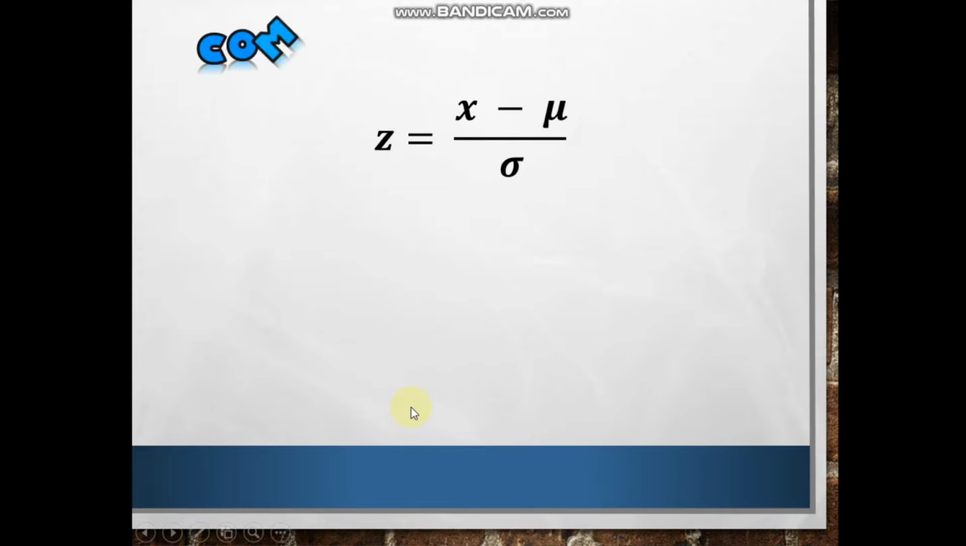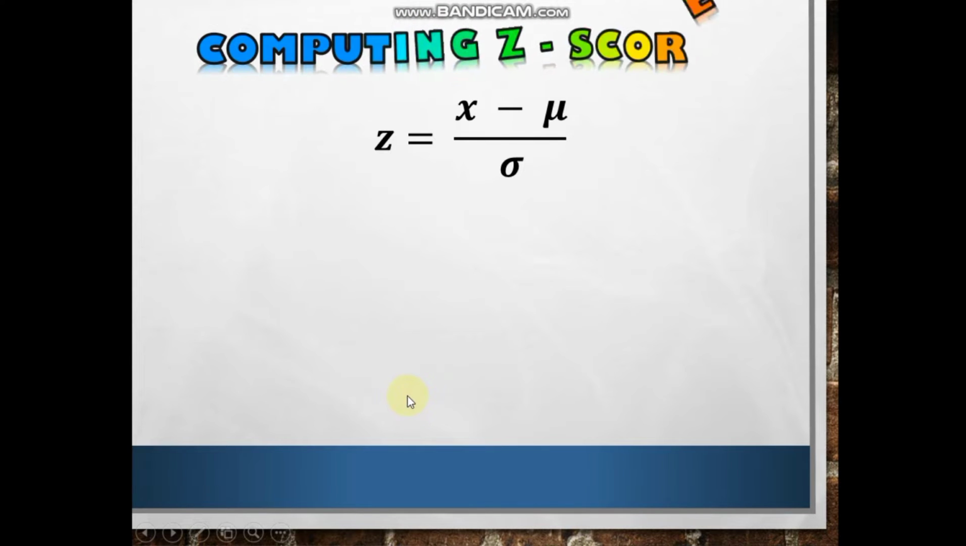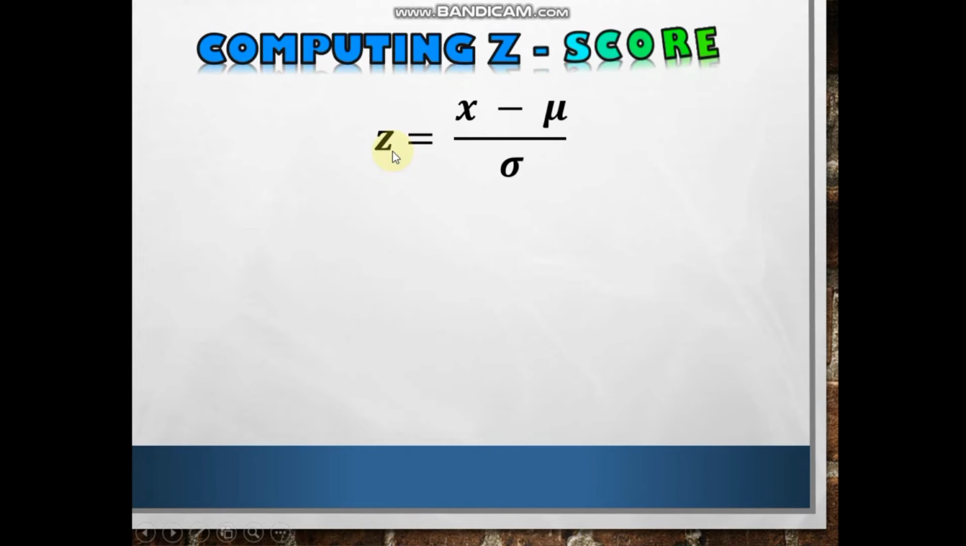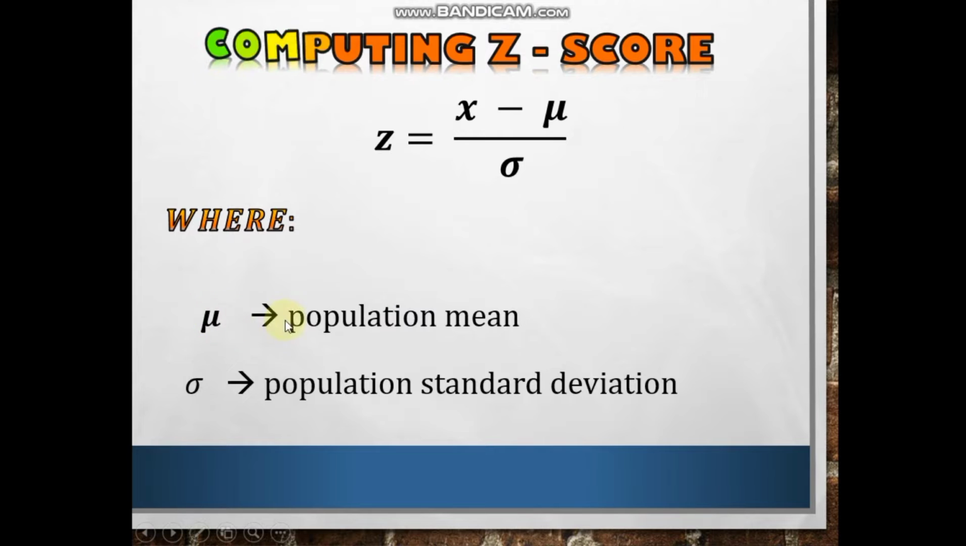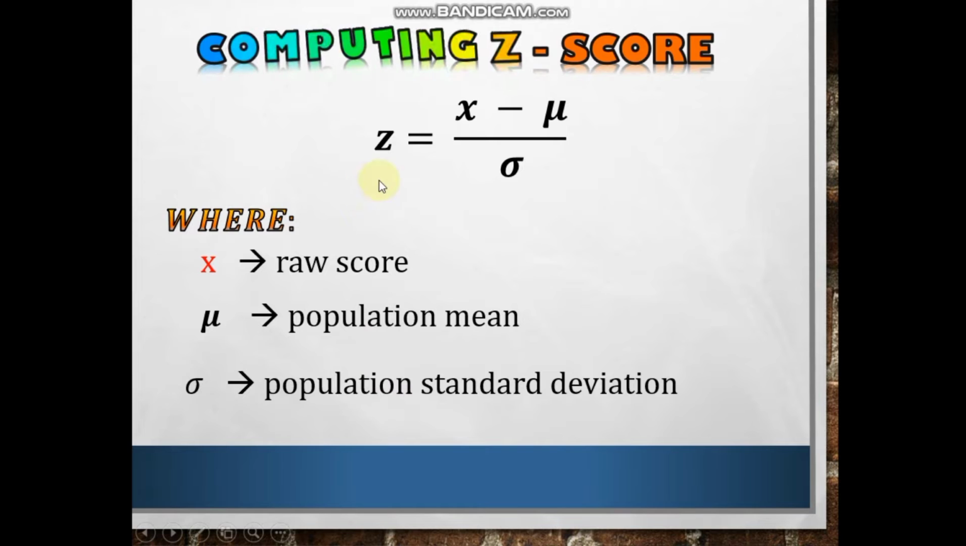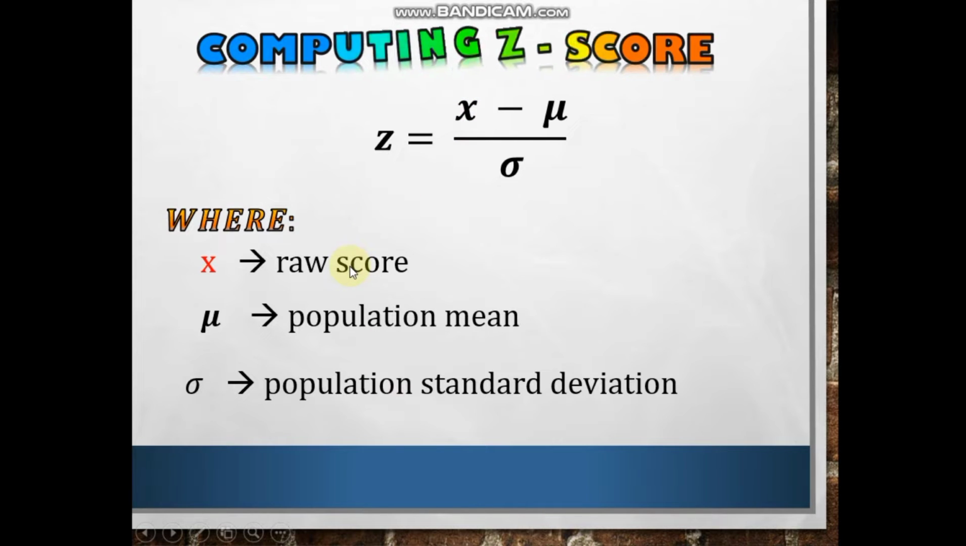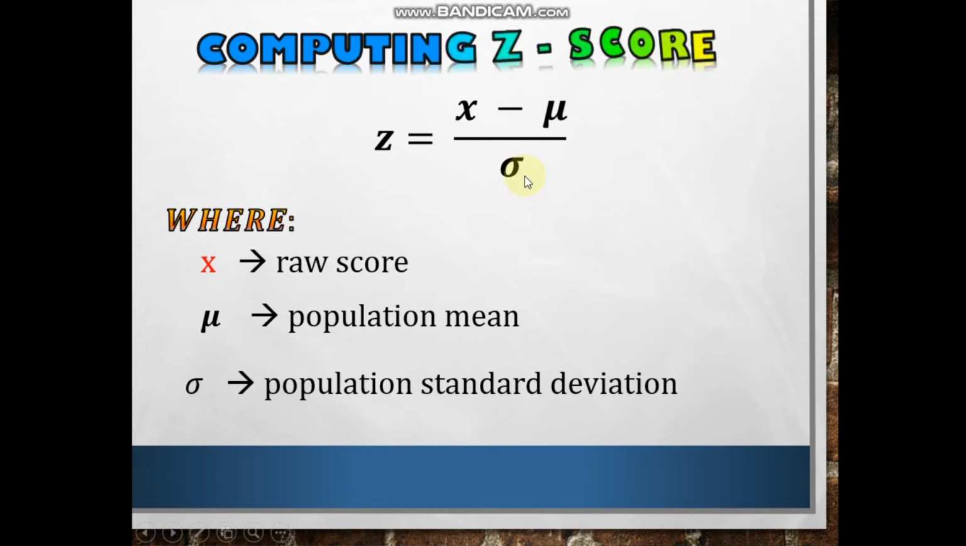Let's have this one. How do we compute z-score? We compute z-score using this formula. You have z for z-score that is equivalent to x minus mean over your standard deviation. So again, the variables involved, you have your mu or your mean, the population mean. This one is your population standard deviation, and your variable x is your raw score. Sometimes we have x minus sample mean over sample standard deviation, but the idea is just the same.